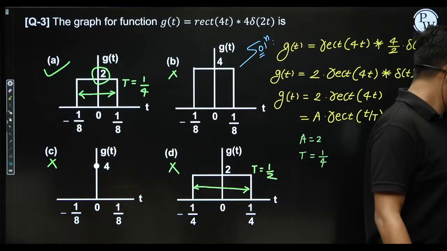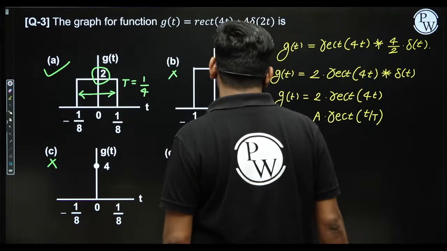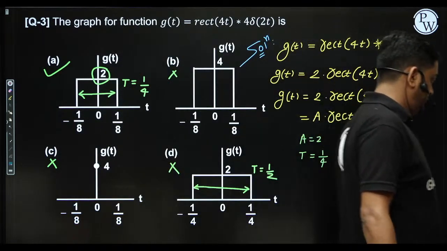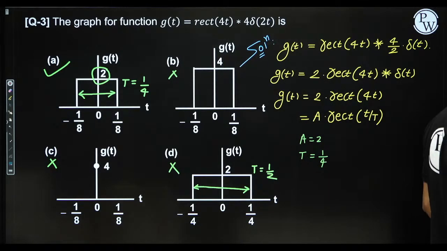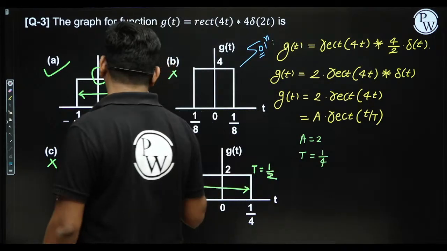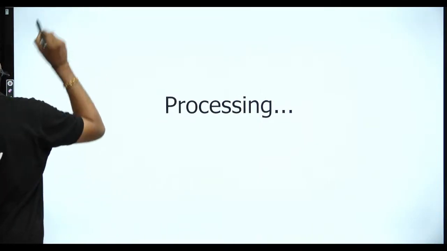Is this clear, guys? So option A should be the correct answer. Option A should be the right answer for this question. Fine. Not C, option A. This is the convolution property, not the product property. Okay, convolution property. Now next, question number 4, guys.